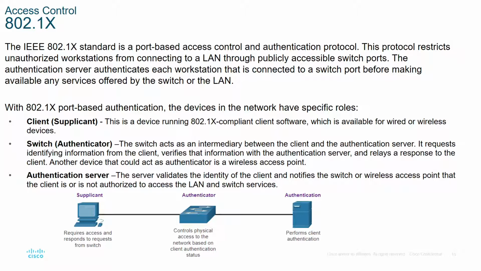With 802.1X port-based authentication, the devices in the network have specific roles. The client, or supplicant: this is the device running 802.1X-compliant client software, which is available for wired or wireless devices. The switch, the authenticator: the switch acts as an intermediary between the client and the authentication server. It requests identifying information from the client, verifies that information with the authentication server, and relays a response to the client. Another device that could act as authenticator is a wireless access point.